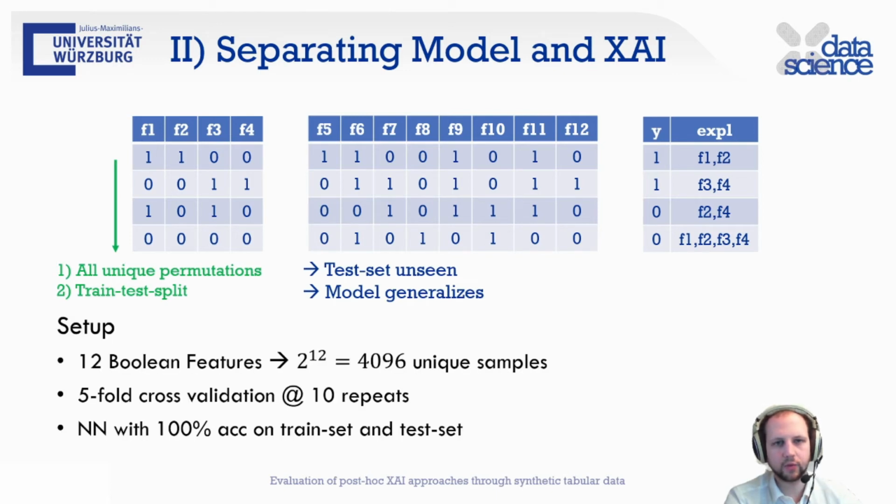In our experiments, we use 12 Boolean features, giving us 2 to the power of 12 data samples for each dataset. We employ 5-fold cross-validation, which we repeat 10 times to ensure that the results are not dependent on the train test split. And we use a neural network that achieves 100% accuracy on both train and test set to ensure that the model generalizes over the function and errors are down to the XAI.